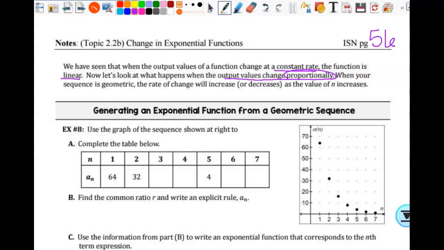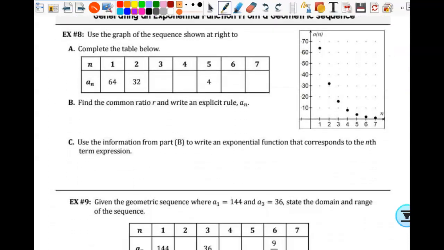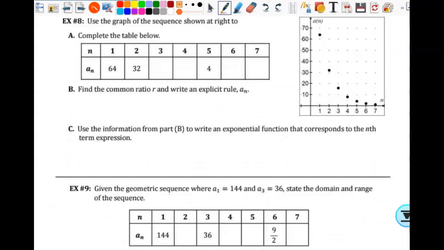a constant rate. When your sequence is geometric, the rate of change will increase or decrease as the value of n increases. So we have talked before about the rate of change changing, and that's what's happening when it's not linear, okay? So we have this graph here that has plotted points on the geometric sequence.